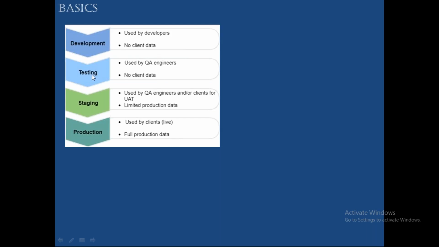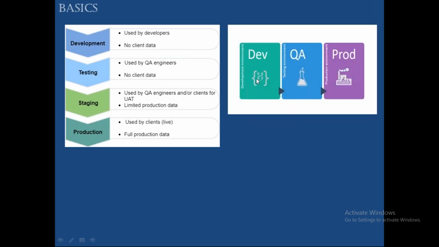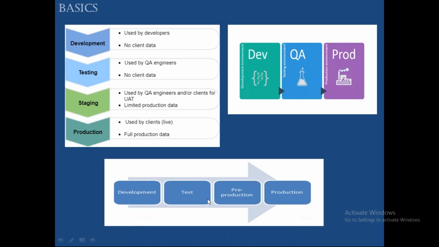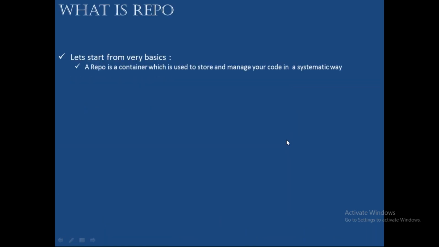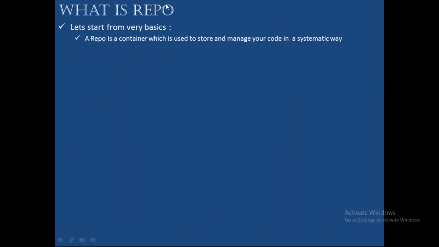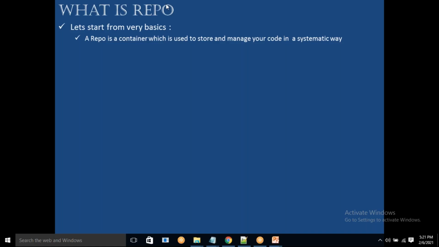Okay, some people will maintain 4, some people will maintain only 3. Maybe names can be different. Dev, QA, production. Some people may call it dev, test, pre-production and production. Some people may call dev, UAT, prod. So there are different names we have here. Try to understand, there will be different names. Next, what is repos? See, try to understand, here there is some theory that I need to discuss. Okay, to understand this.